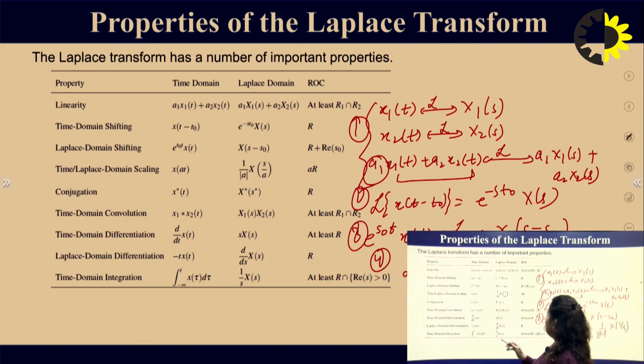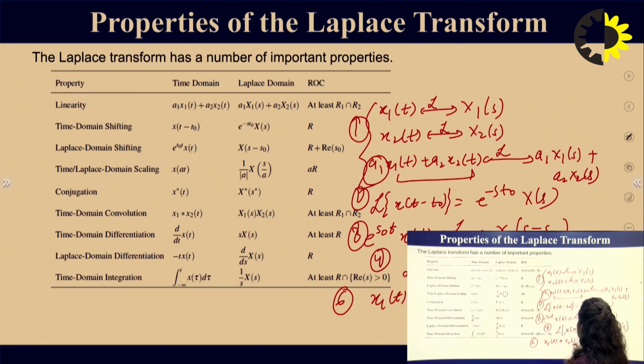Time domain convolution, which is an important property, the sixth property. So x1(t) convolved with x2(t), and the Laplace transform of this is X1(s) multiplied by X2(s). So convolution in one domain is multiplication in the other domain. So here this is convolution in time domain, and this is multiplication in frequency domain.